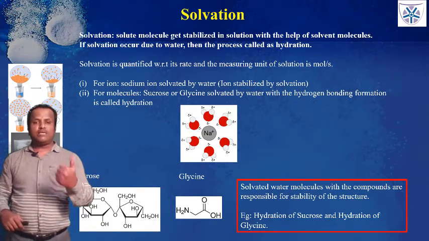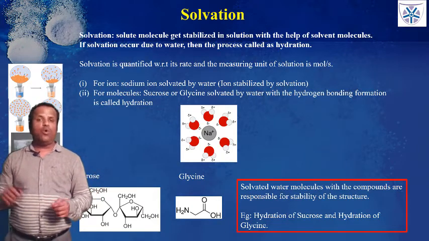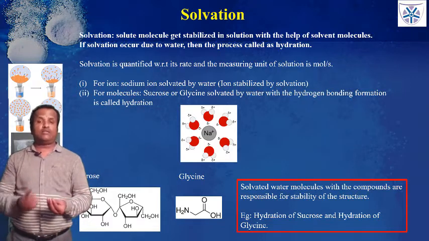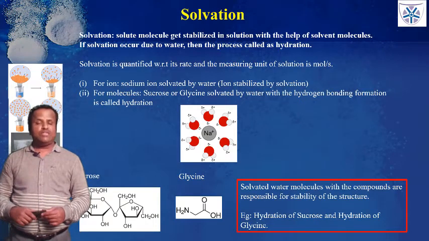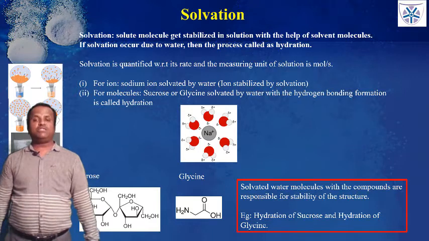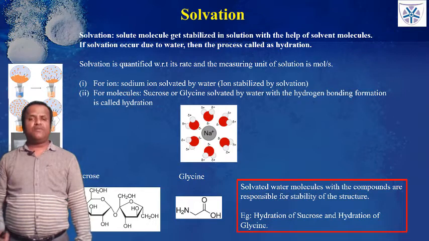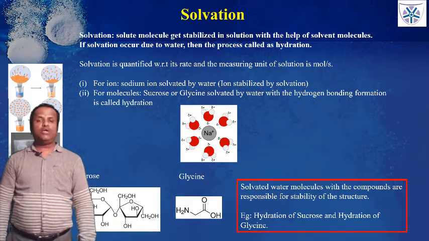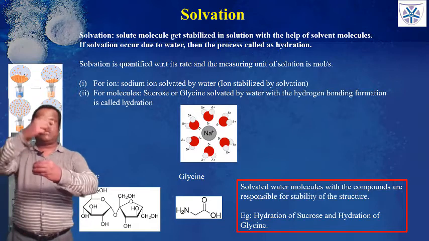If solvation occurs due to water, the process is called hydration, because of H2O, hydrogen and oxygen. That is called hydration, meaning we are adding water. Next, solvation is quantified with respect to rate, and the measuring unit is mole per second. The unit for solvation is mole per second. For example, take a sodium ion solvated by water molecules, as I have shown in the picture: sodium surrounded by water.